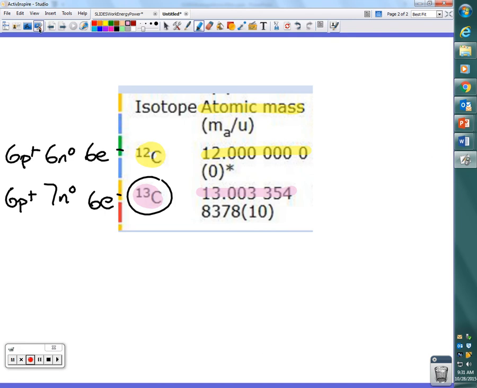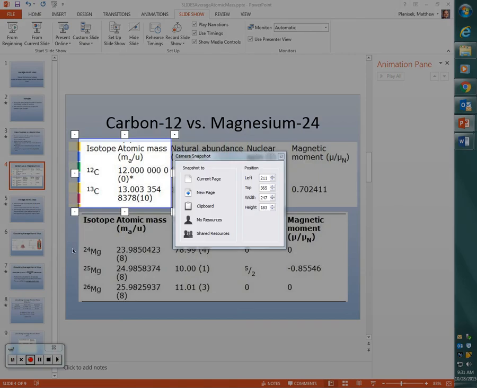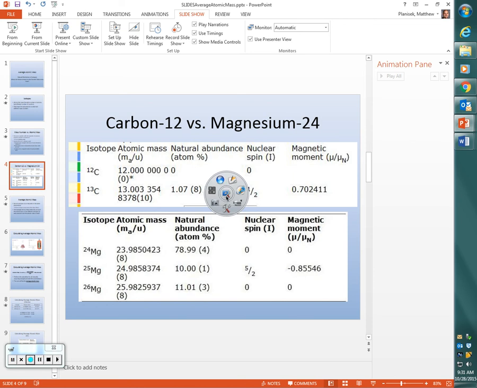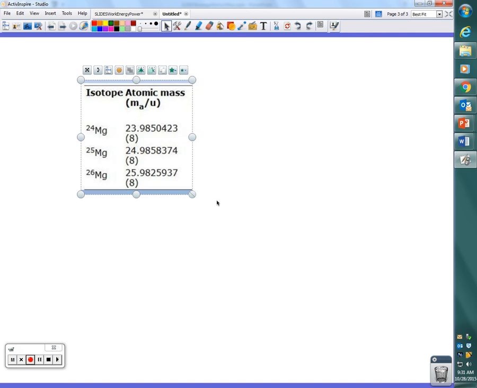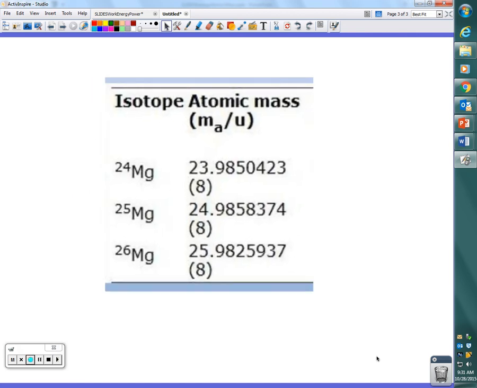Next, let's take a look at the next table. All right. So we'll slide it down here. Let's go here. Okay. And before we talk about anything else, I want you to take 30 seconds, hopefully it doesn't take any longer than that, and with the person next to you, figure out how many protons, how many neutrons, how many electrons there are in these 3 isotopes. Go.